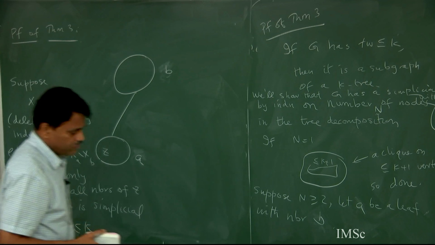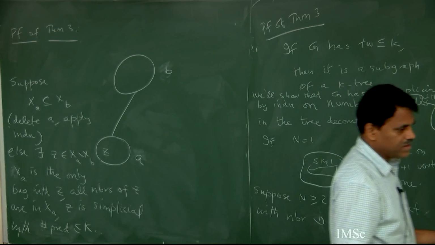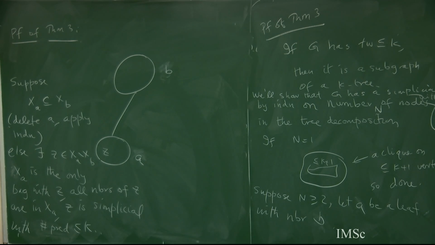Note also that if G is a K tree, then it is chordal. Why? Because it has a simplicial order. So what this is saying is that tree width K graphs are subgraphs of a chordal graph, because they are subgraphs of K trees, and K trees are chordal. So tree width K graphs are subgraphs of a chordal graph with the maximum clique size of at most K plus 1, because K plus 1 is the bag size.